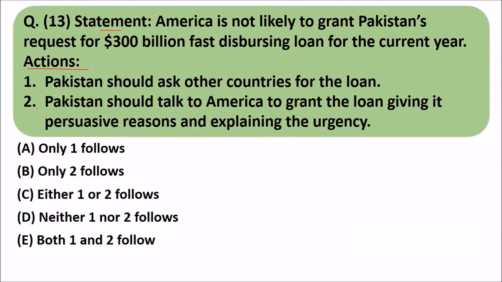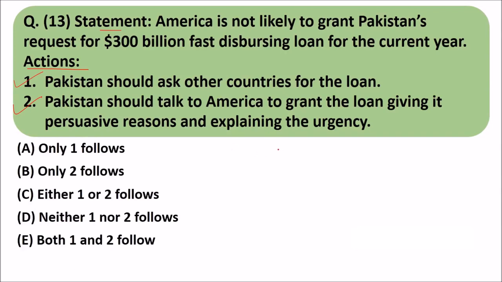So Pakistan, this is a very possible action or logical action, that Pakistan persuades America to grant the loan, okay, by giving good reasons. Now the first option which is there, Pakistan should ask other countries for the loan. You might think that, okay, no, why will Pakistan ask other countries for the loan and all that stuff? But it is a very, very strong and possible and useful action, okay. This is a practical action.